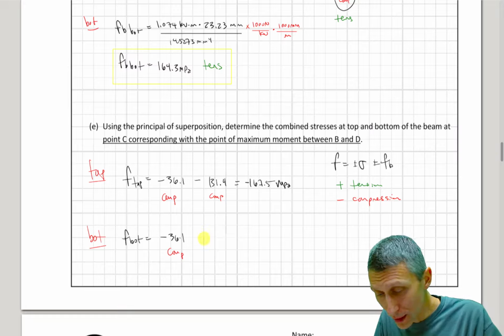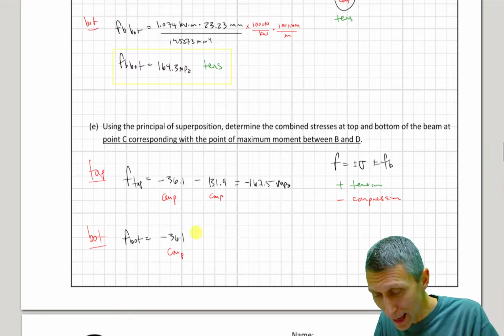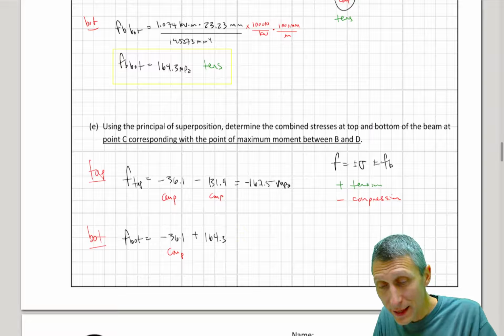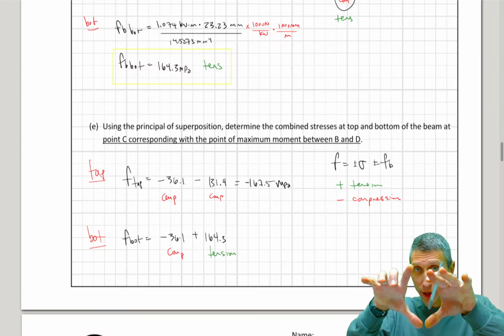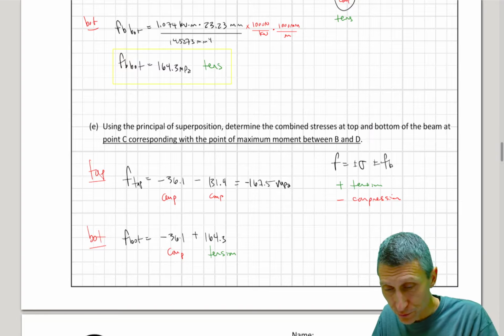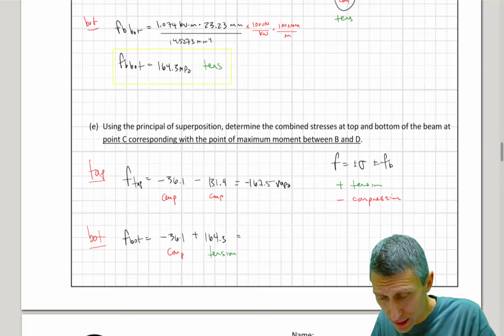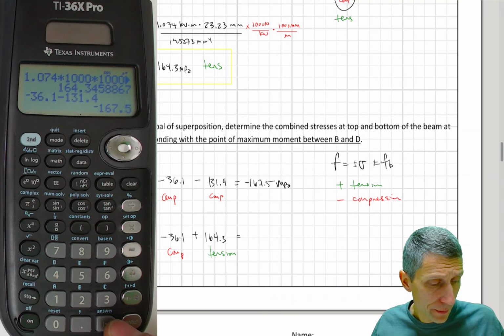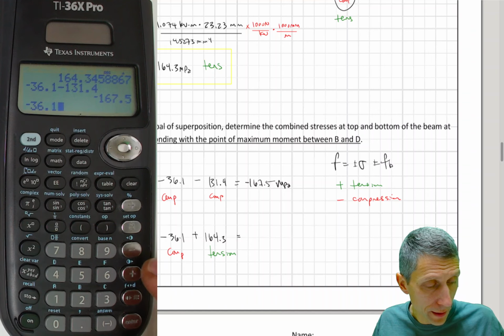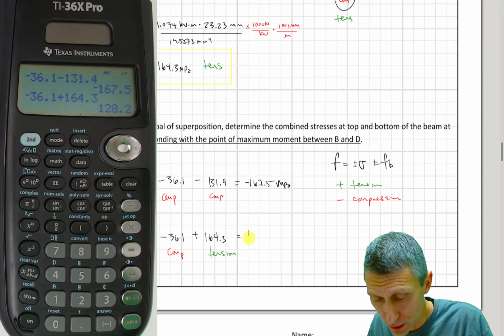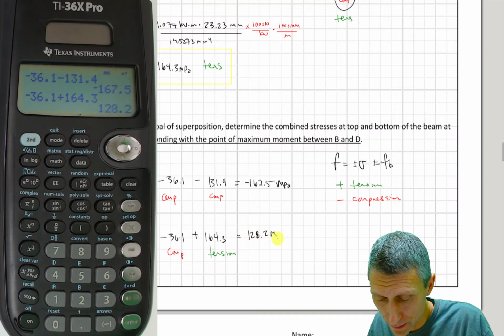So what do we have to do here? We're going to come back, and we're actually going to add in 164.3, because the bottom is in tension. Okay, so the bottom is trying to pull out when you bend this thing with positive bending. That's going to be tension. And when we do all this out, what do we get? I have to do the numbers out here, but I'm going to get minus 36.1 plus 164.3, and I get 128.2 megapascals.